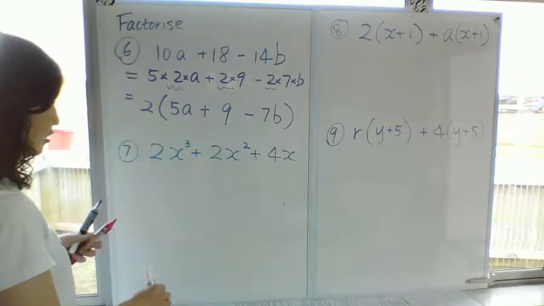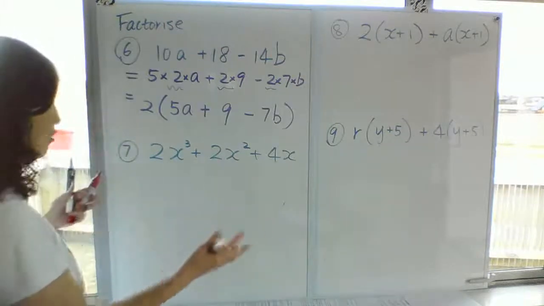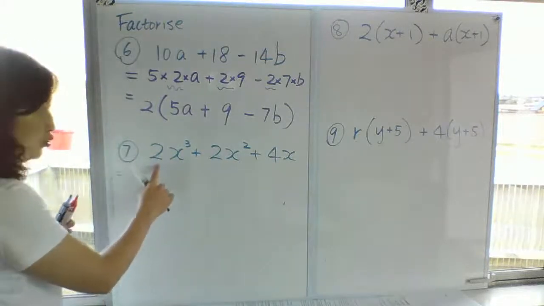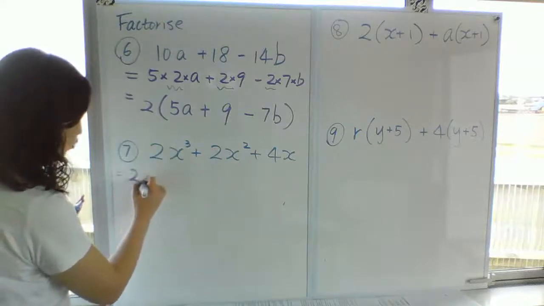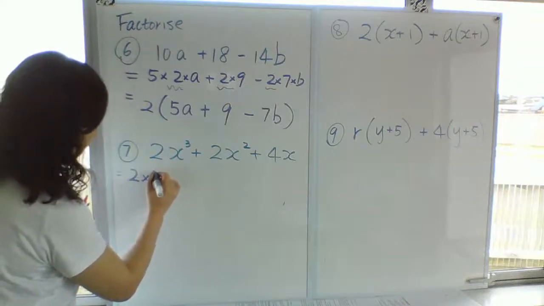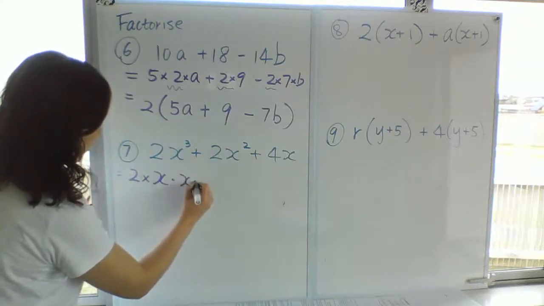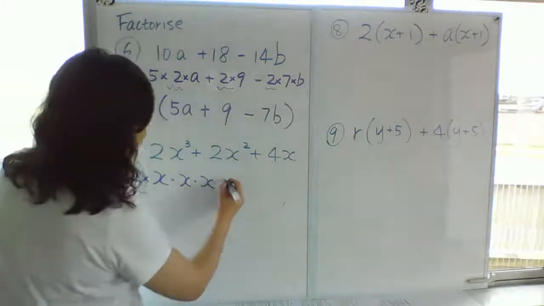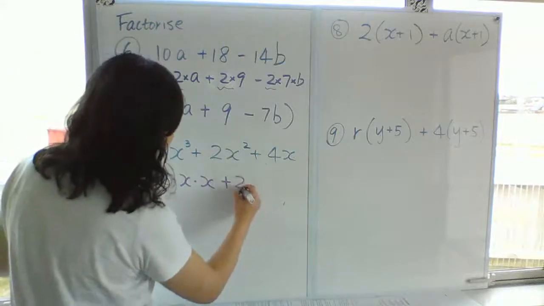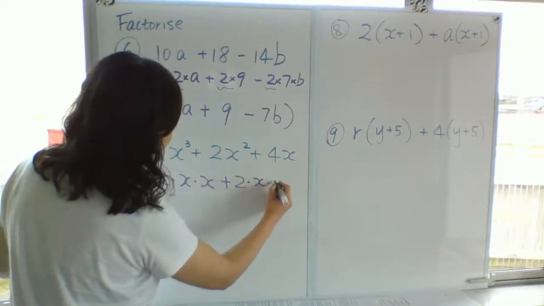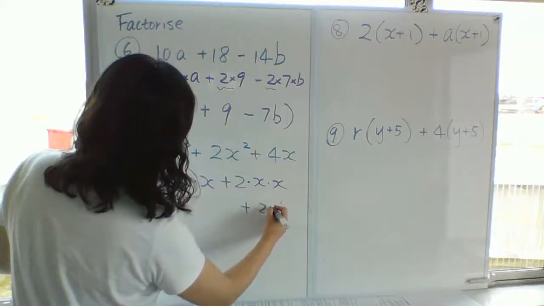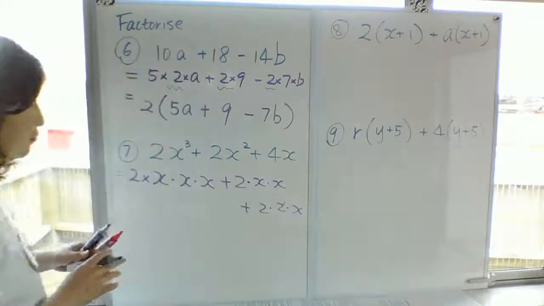Okay. Now, question 7. Suddenly I can see lots of powers here, but we just use whatever knowledge we learned before. So 2x cubed is the same as 2 times x, where x appears how many times? 3 times. So it's times x, times x, times x. And then you can continue: 2x squared. X squared means x appears twice. So this is 2 times x times x. And then plus 4x, which is 2 times 2 times x.